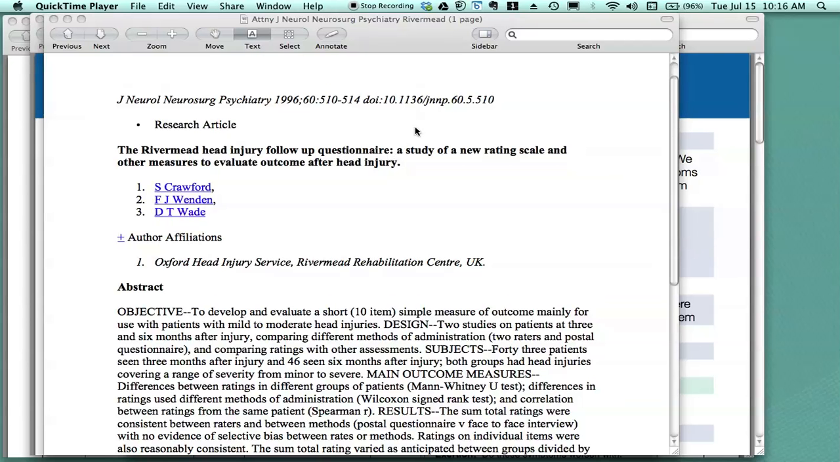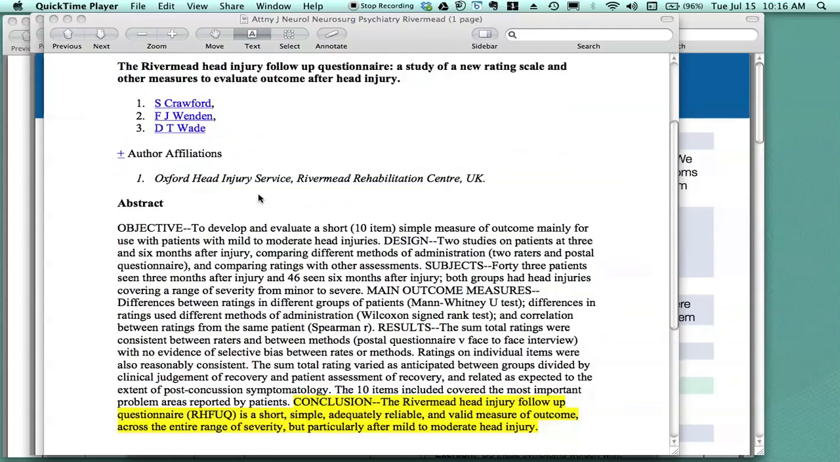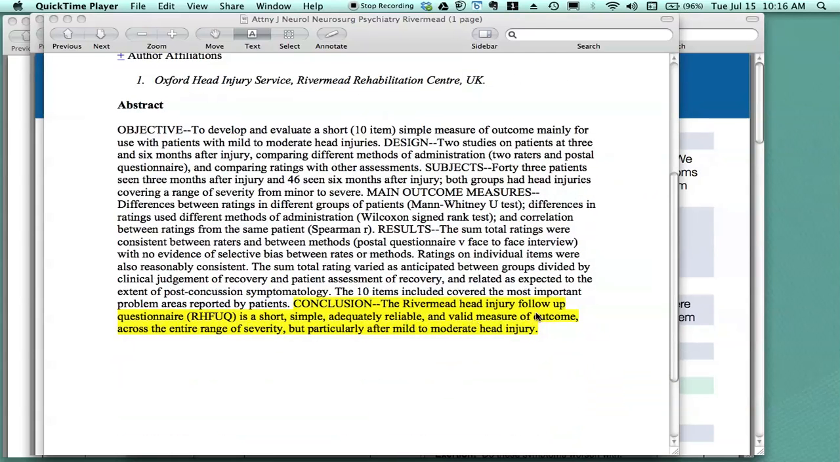Many of them actually suffer mild traumatic brain injury or concussions. One of the survey questionnaires we use is the Rivermead Head Injury Follow-Up Questionnaire. The Journal of Neurology, Neurosurgery, and Psychiatry basically states that it is a short, simple, adequately reliable, and valid measure of outcome across the entire range of severity, but particularly after mild to moderate head injury.